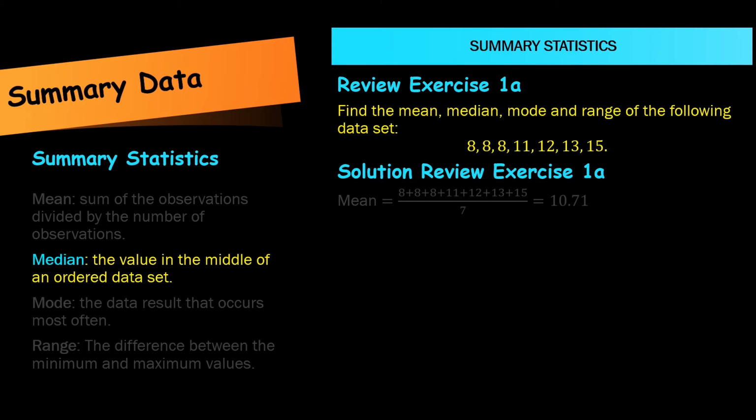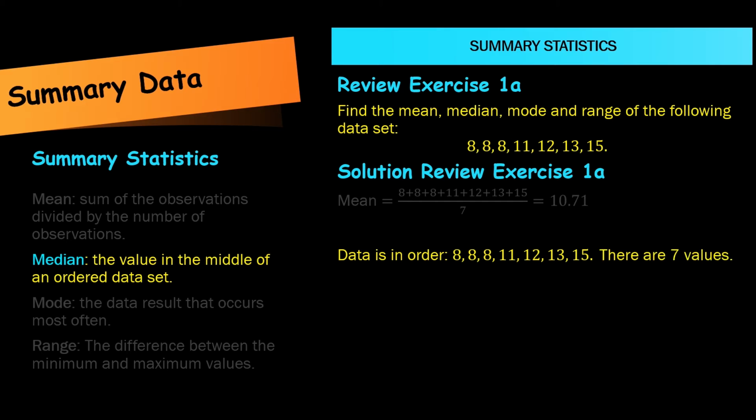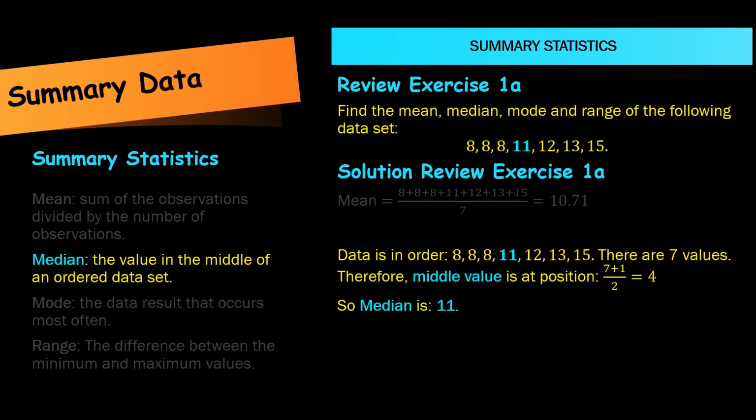The median. The data is in order, so we leave that as it is. There are 7 values. Therefore, the middle value is at the position 7 plus 1 divided by 2. So we are looking at the 4th value, which is 11. Therefore, the median is 11.